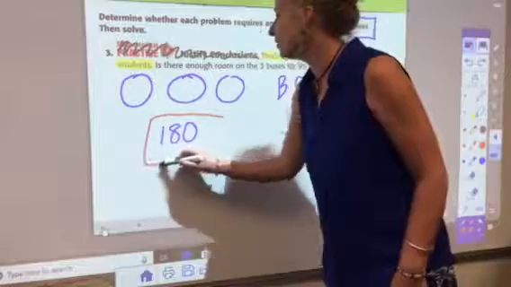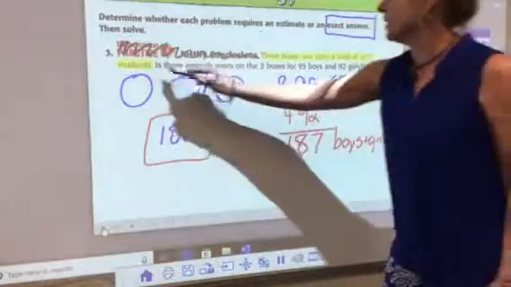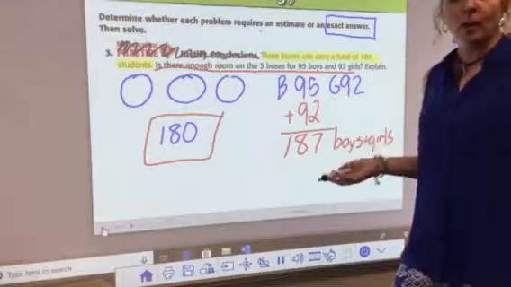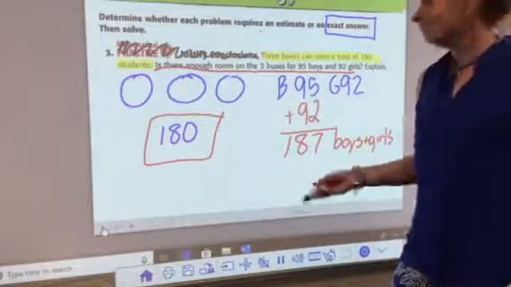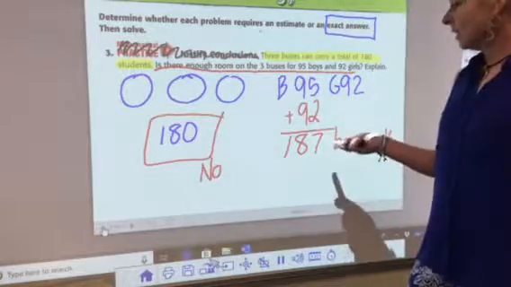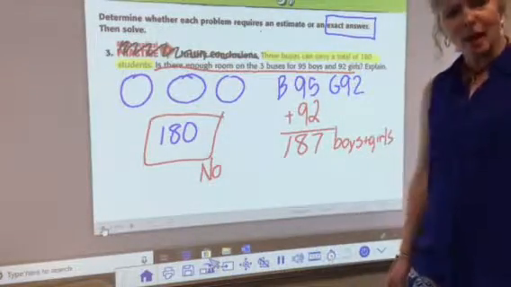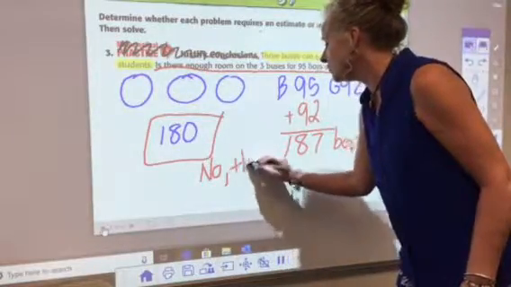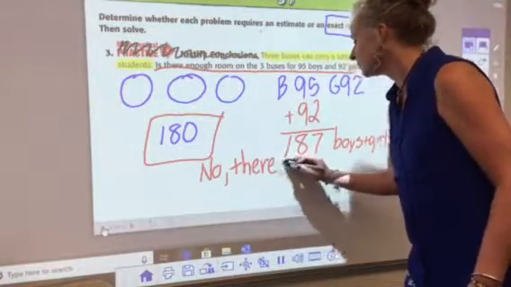Only enough for 180. So is there enough room? That's the question. Is there enough room? Yes or no? No, there is not enough room because how many children would be left standing by the side of the road? No, there are 7 too many children.